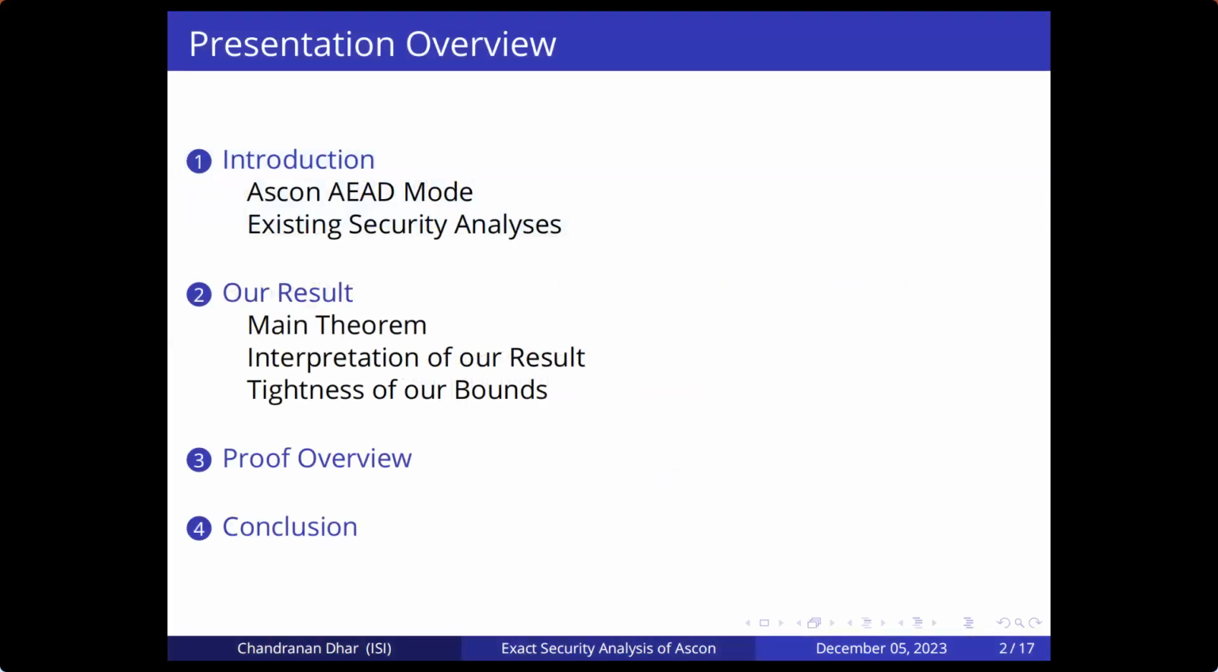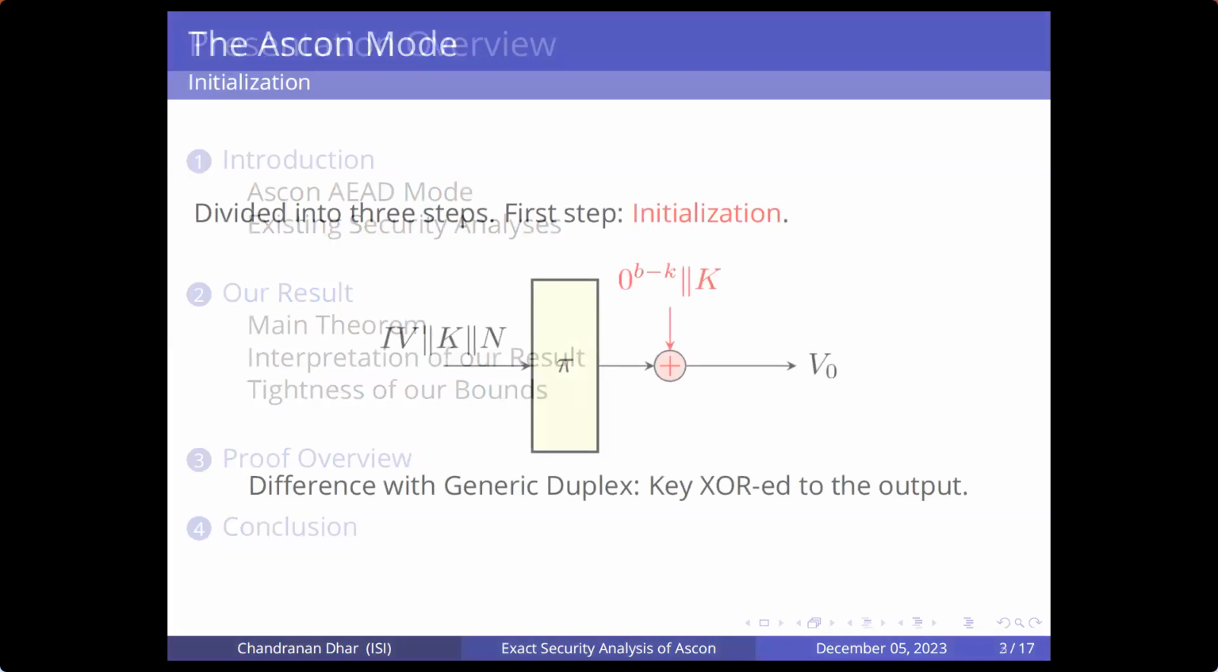First, I'll run through the presentation. I'll introduce the ASCON AEAD mode. I'm quite sure everyone here knows about ASCON, but still I'll talk about it a bit. Then I'll talk about the existing security analysis on ASCON. Then I'll move into our main result. I'll interpret it in terms of the NIST lightweight competition criteria, and I'll even discuss the tightness of our bounds. Then I'll give an overview of our proof, and I will conclude the talk after that.